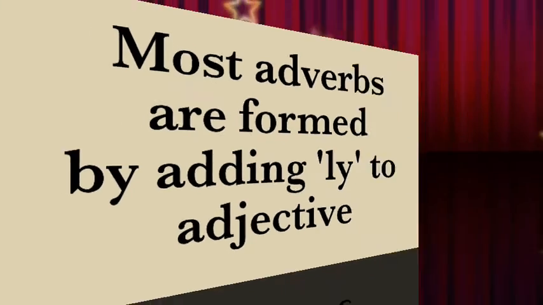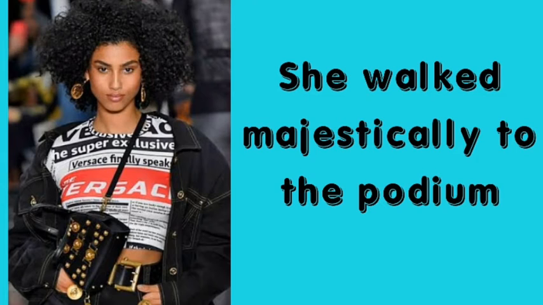Number one, she walked majestically to the podium. The adverb is majestically. Why? Because I'm describing how she walked. She didn't just drag her feet or walk clumsily. No, she walked like a queen. Therefore, majestically is describing the verb walk. Majestically is the adverb because of its function.